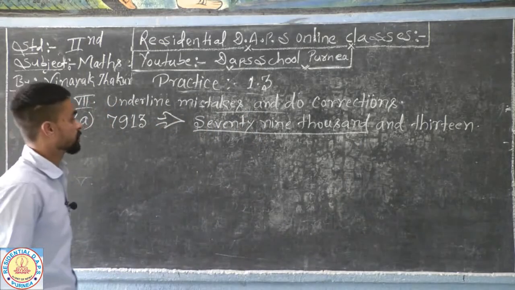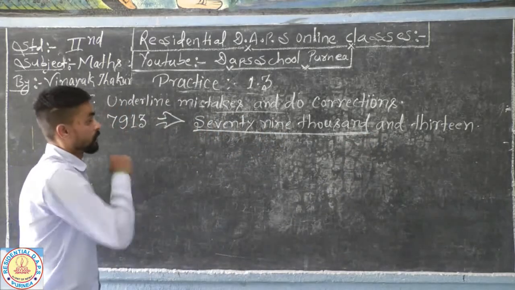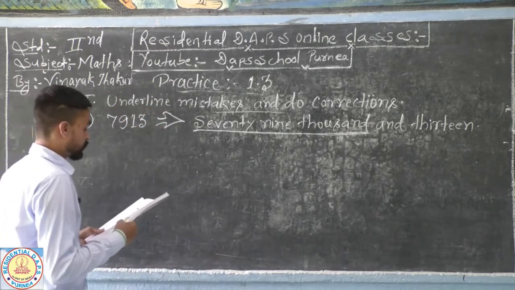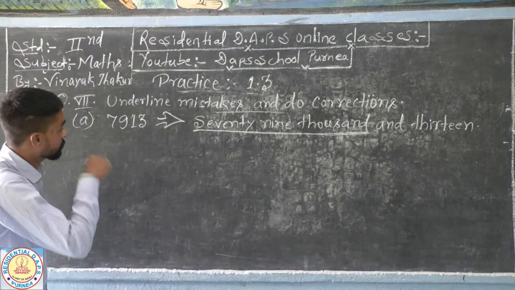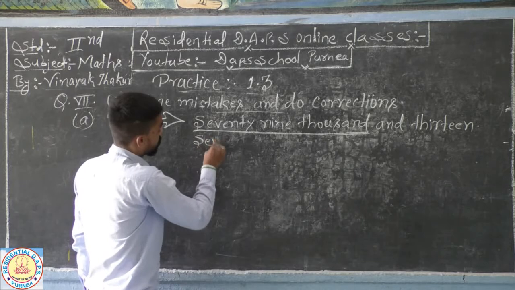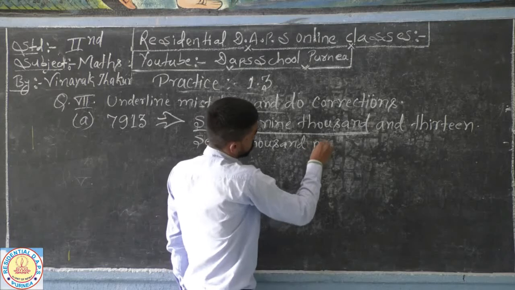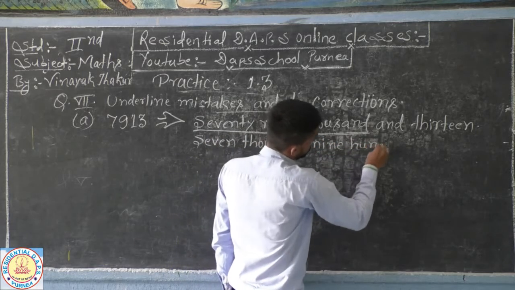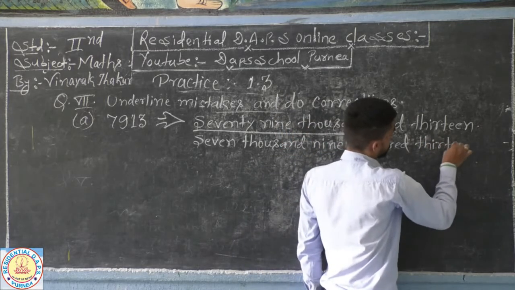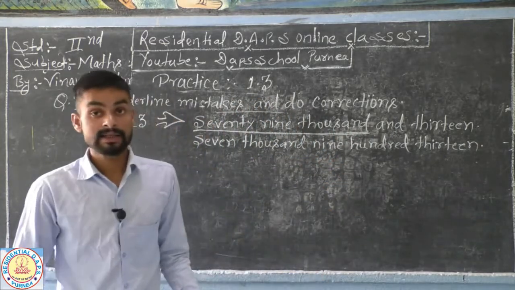So you have to just put an underline in it, and go to correction. For the correction of this question, you have to write the right answer. So here it is 7,913. You have to write in words 7,913. So guys, 7,913 is the right answer.